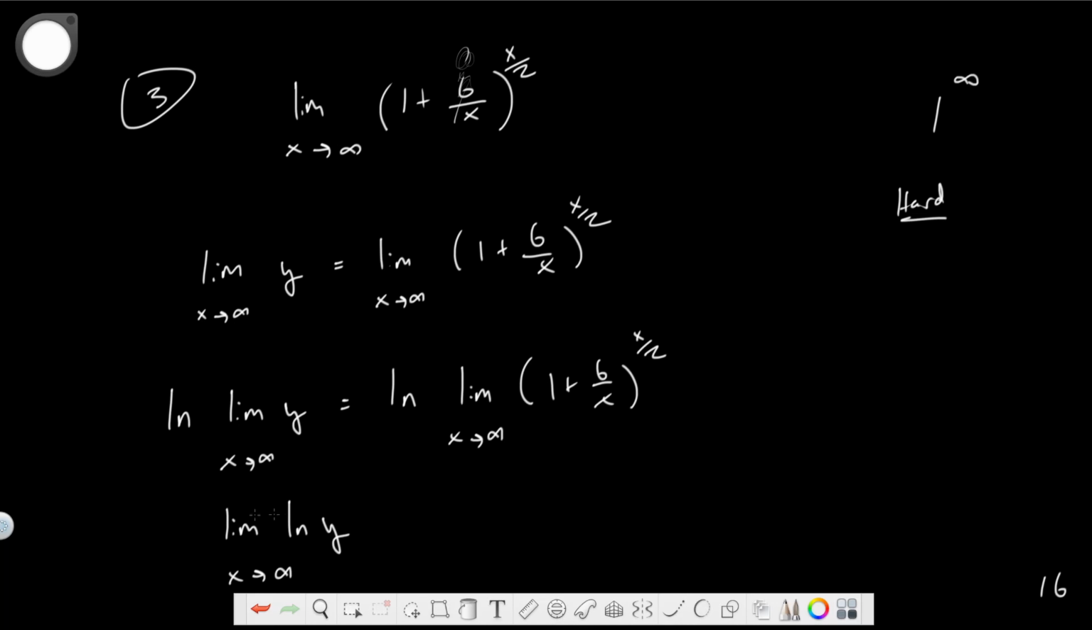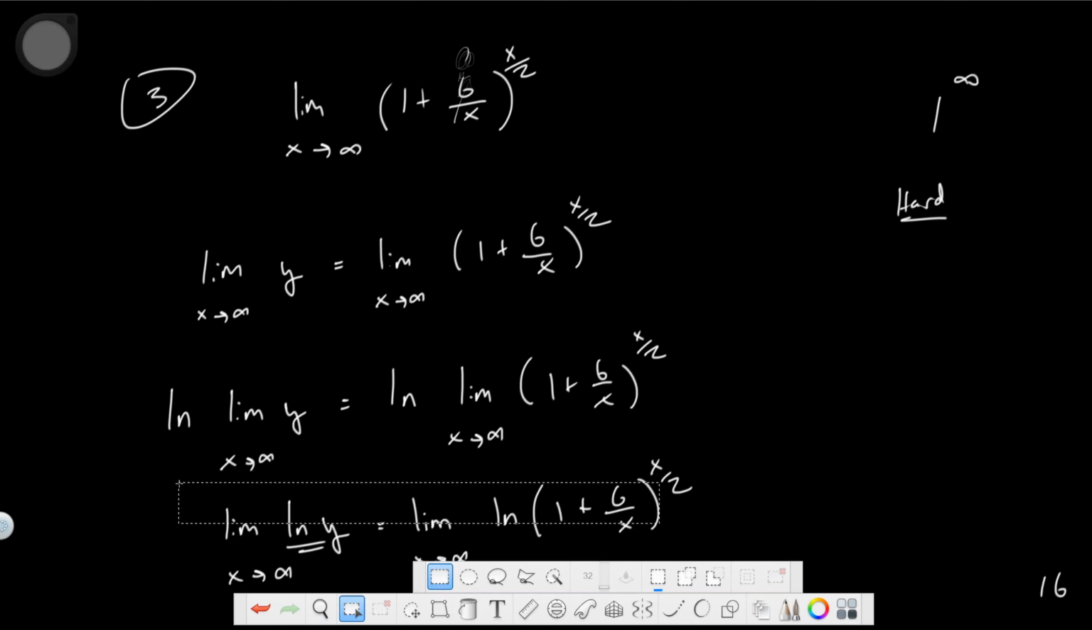And then at the end, I'm going to deal with this natural log of y. But I'm bringing the natural log into my limit. And then I'm going to use my log rules. I'm going to take this to the next page.